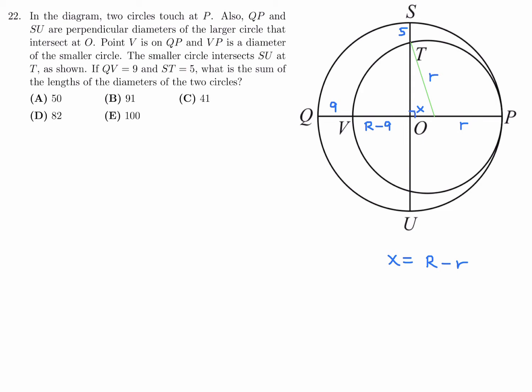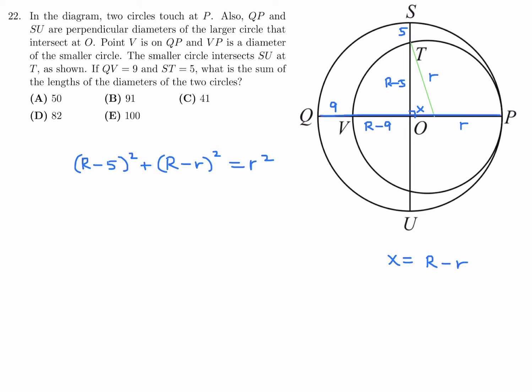And from here to here is just going to be big R minus 5. So my Pythagorean relationship is (big R minus 5) squared plus x squared, where x squared is (big R minus r) squared, is equal to r squared. Now we have two variables in there, so if I can get a relationship between big R and small r, that would be very helpful for me. And I think I can fairly easily.